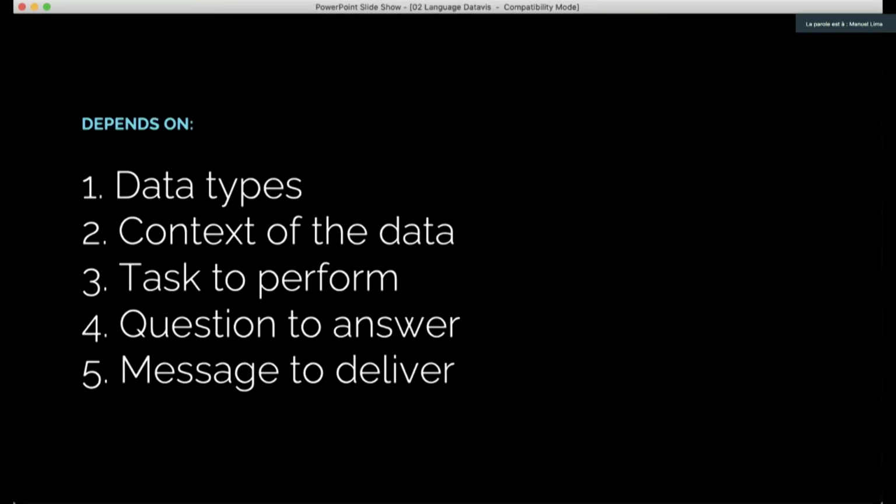So, what is the right map to show? Again, there's probably not a single one. There are maybe multiple maps, right? So the things that you have to consider are the data types you have, the context of the data, the specific task that users want to perform, the question you're trying to answer, or the specific message you want to deliver.